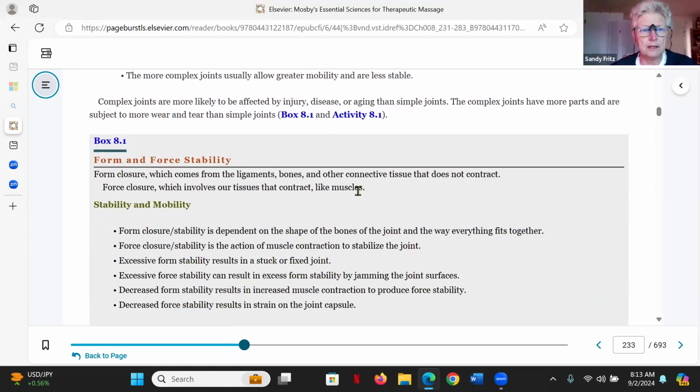There's a couple of different kinds of stability that's talked about here. Form and force. Form closure, form stability is how two joints work together. They fit tight. And so the joint itself provides a level of stability in addition to the structures around the joint.